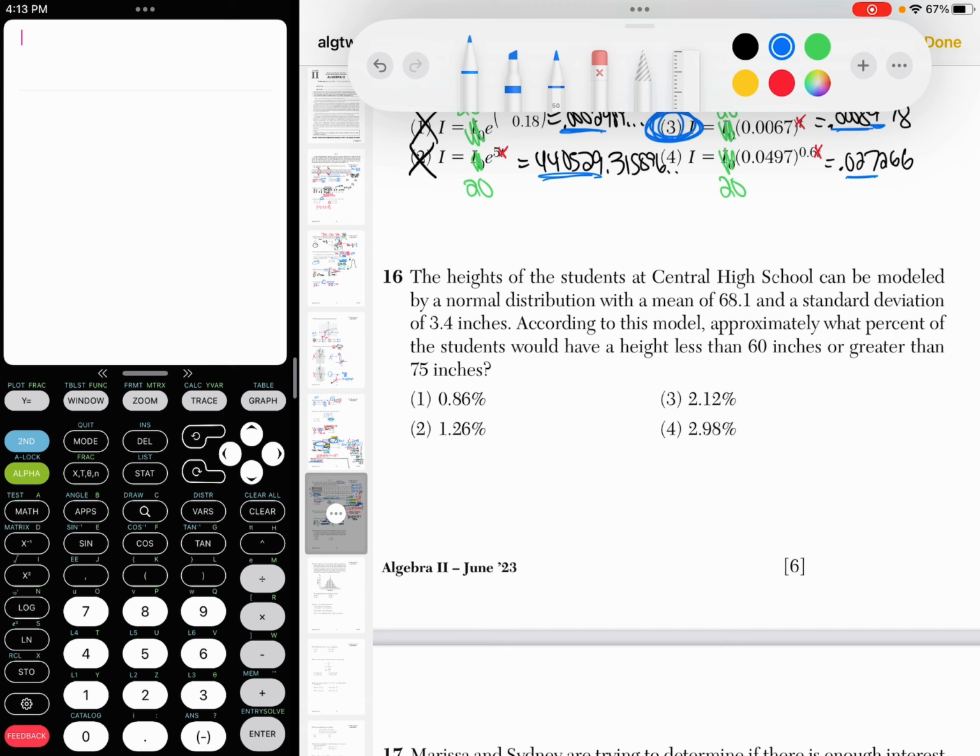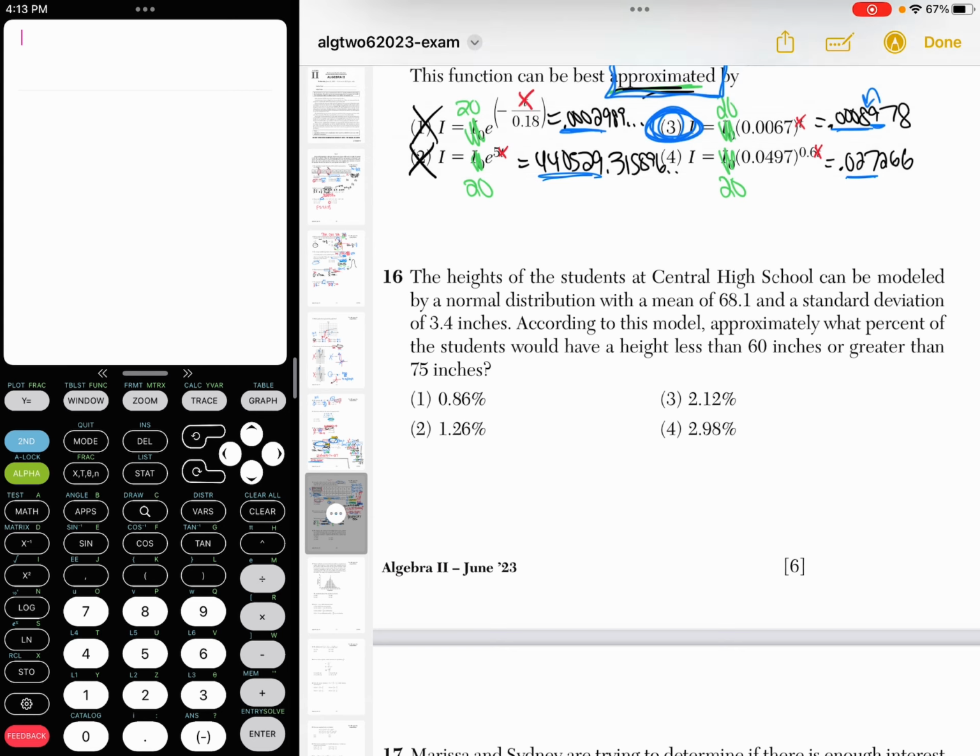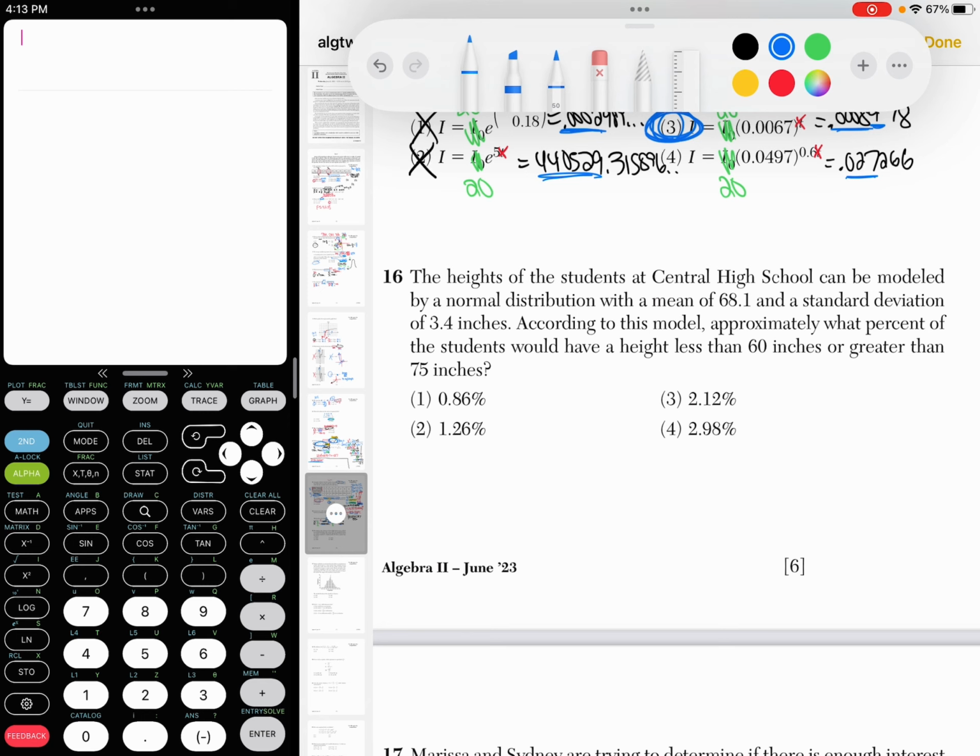Here we go. It says the heights of the students at Central High School can be modeled by a normal distribution. Normal distribution means normal CDF. We'll talk about it in a second. But it says with a mean of 68.1 and a standard deviation of 3.4. According to this model, approximately what percent of the students would have a height less than 60 inches or greater than 75 inches?